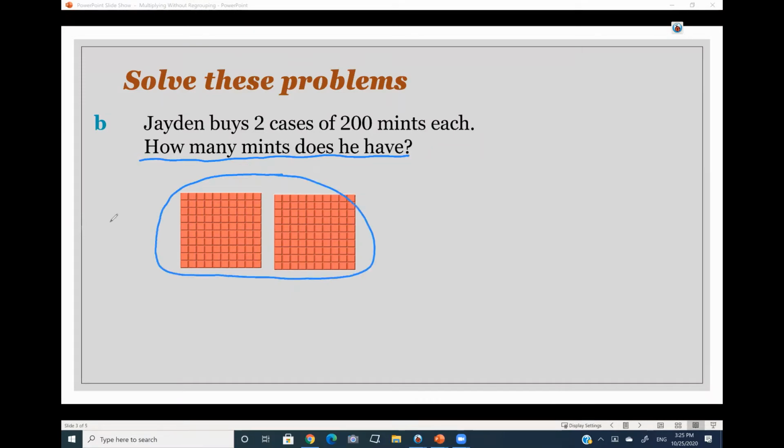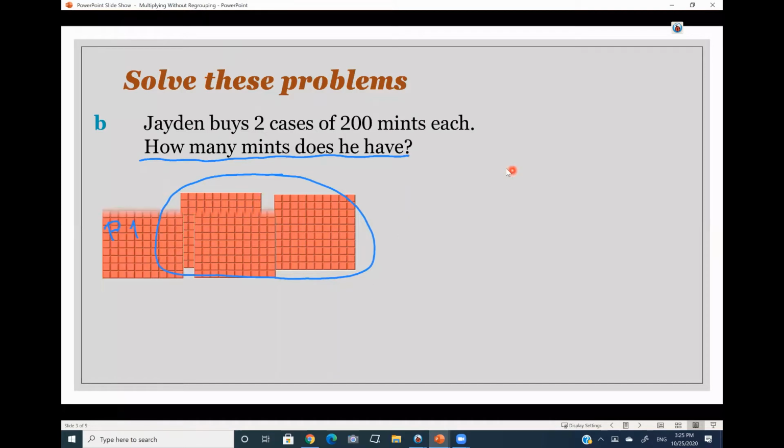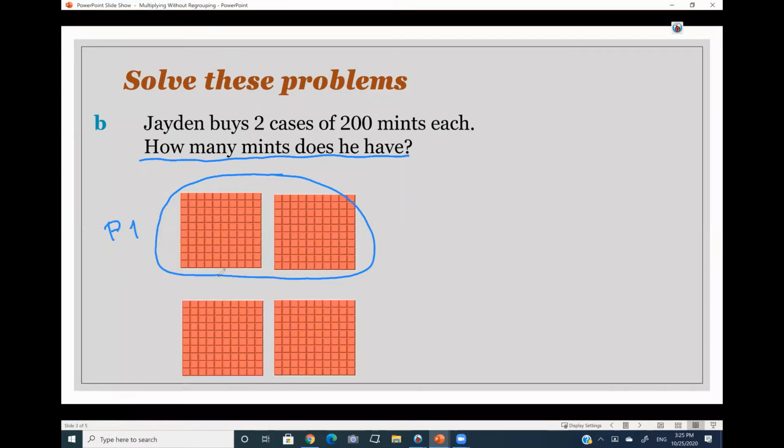I'm going to write P for pack, which stands for pack 1. And then let's get the second pack. Here it is. Now we have 2 packs. This is pack number 2. And it has 200 mints too.